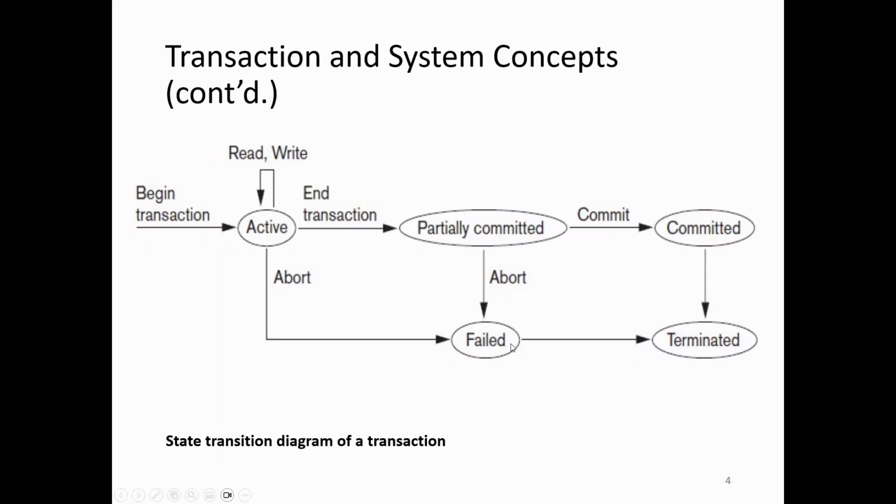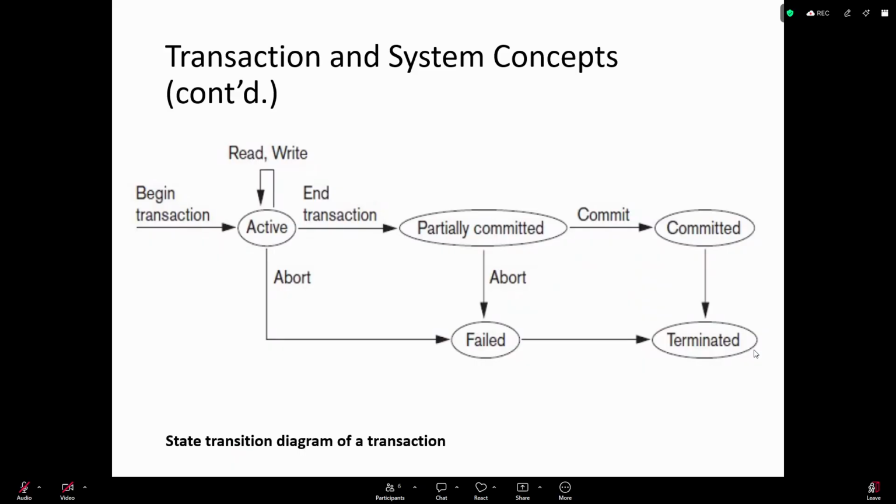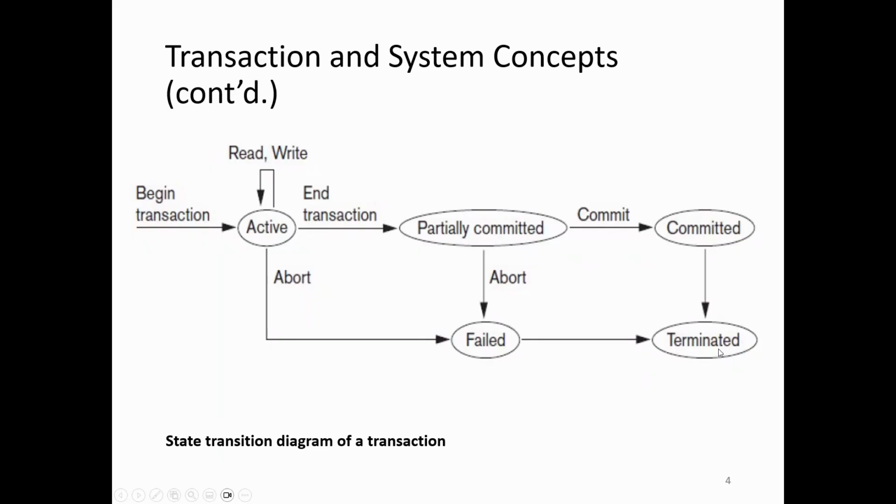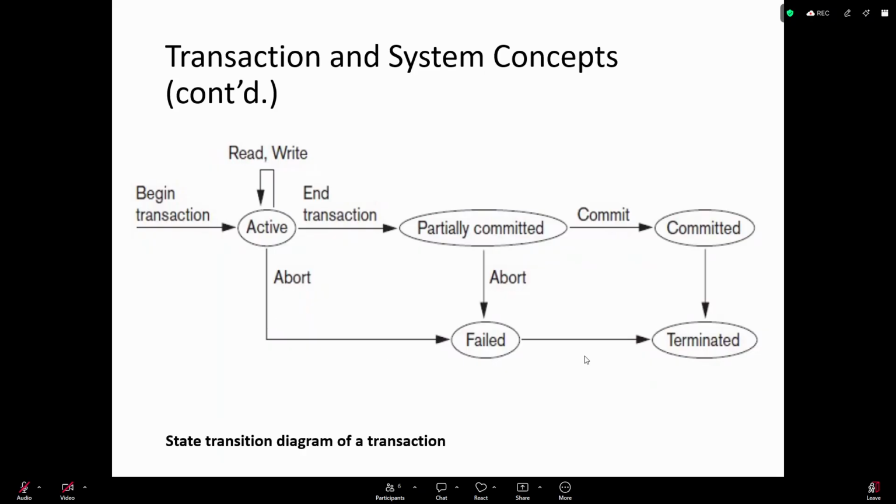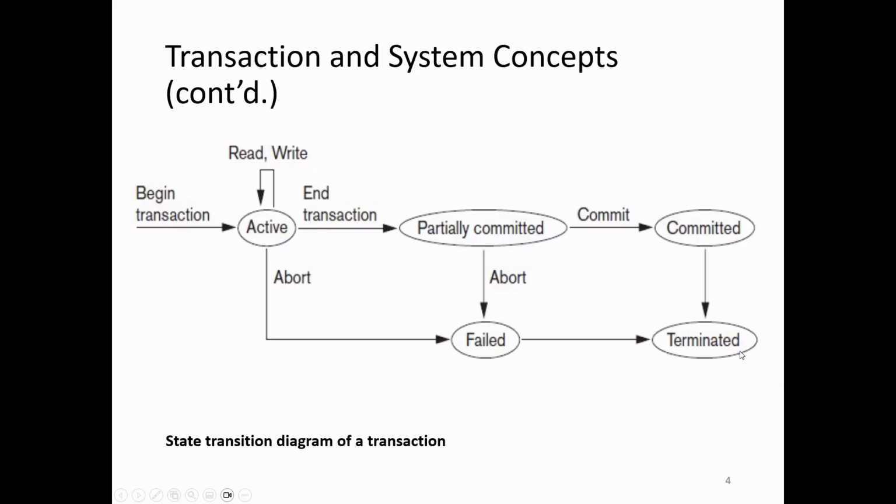Then this is the fail state, and finally the transaction terminates. So when successfully committed, the transaction terminates. Also, if any failure occurred, then the transaction is aborted and finally goes to terminated. So this is the state transition diagram of a transaction. Between the end transaction and committed transaction, it is a partially committed state.